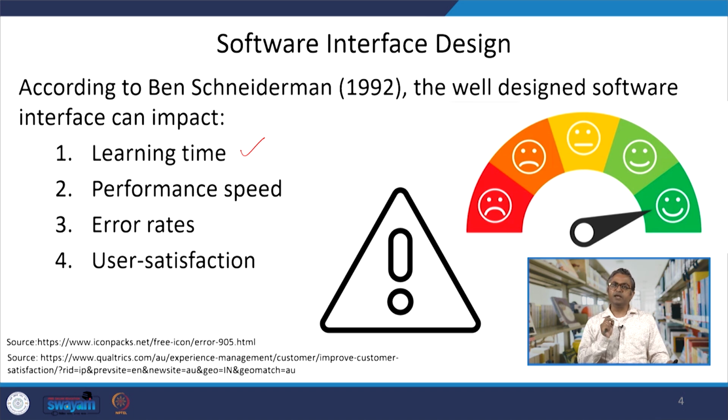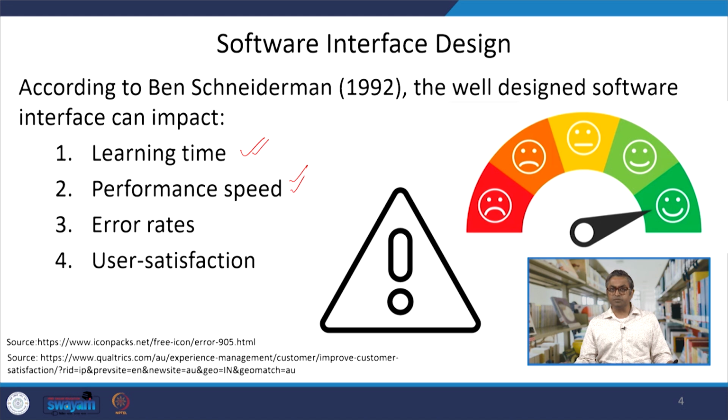We have to keep it extremely simple. Only then can the interaction between human and machine, human and computer, be enhanced and promoted. When this interaction is easy and simple, the learning time taken by a person is less. Similarly, when the learning time is less, the performance speed should be better. They should be performing well. If they have learned well in a less span of time because the task is easy, the performance should be better.